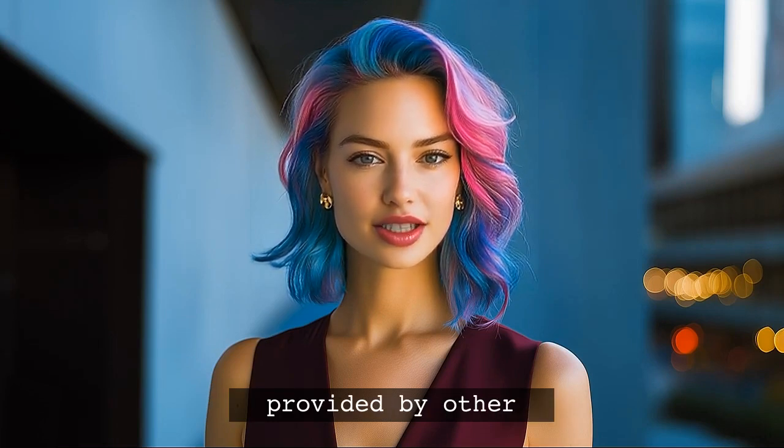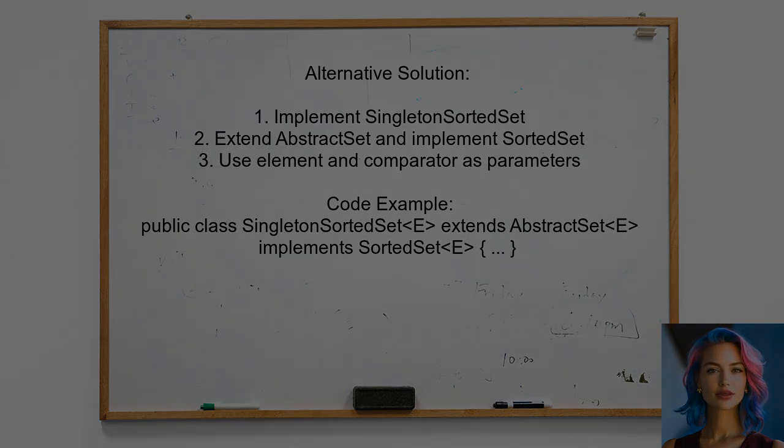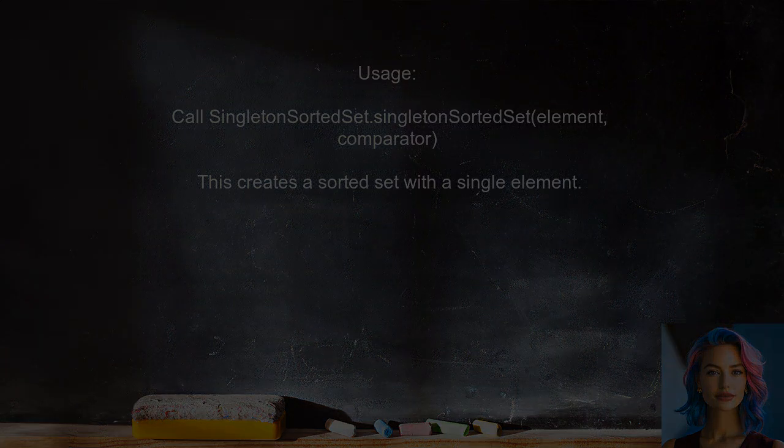Now let's look at the answers provided by other users. An alternative approach suggests implementing a singleton sorted set. This class extends AbstractSet and implements SortedSet. It takes an element and a comparator as parameters. The user provides a complete code example for creating a singleton sorted set, which includes methods for size, contains, and iterator functionality. To use this solution, simply call SingletonSortedSet.SingletonSortedSet with your element and comparator. This allows you to create a sorted set containing a single element efficiently.